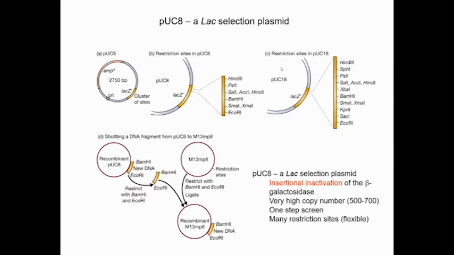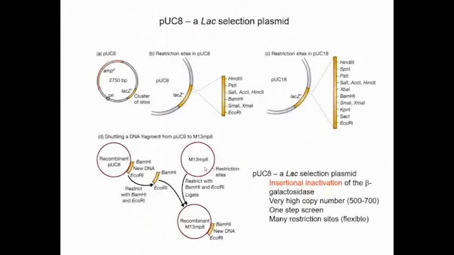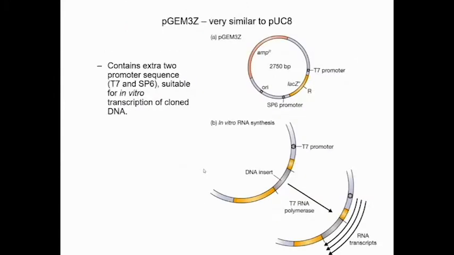So that's PAC8. Okay, and then the PGen3, the PGen vector is very similar to the PAC8, containing an extra 2 promoter sequence and suitable for in vitro transcription of a cloned DNA. And these 2 promoters are the T7 and SP6 promoters. So this is the PGen vector, very similar to PAC8.